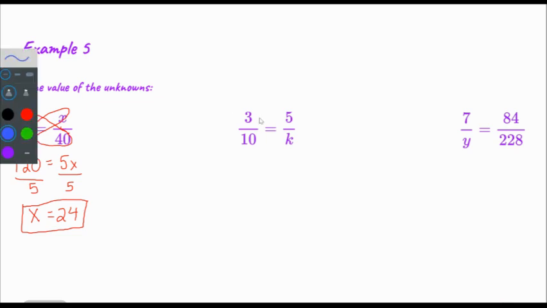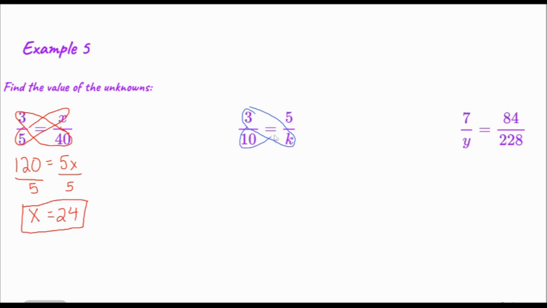Next one, same thing. When we're dealing with proportions, we're going to cross multiply. So 10 times 5 is 50. And then 3 times k is just 3k. Notice we're multiplying and then we're dividing out. Okay, 50 divided by 3. See, 48 divided by 3 would be 16. And then an additional 2 remainder. So that'd be 16.6 repeating is equal to k.